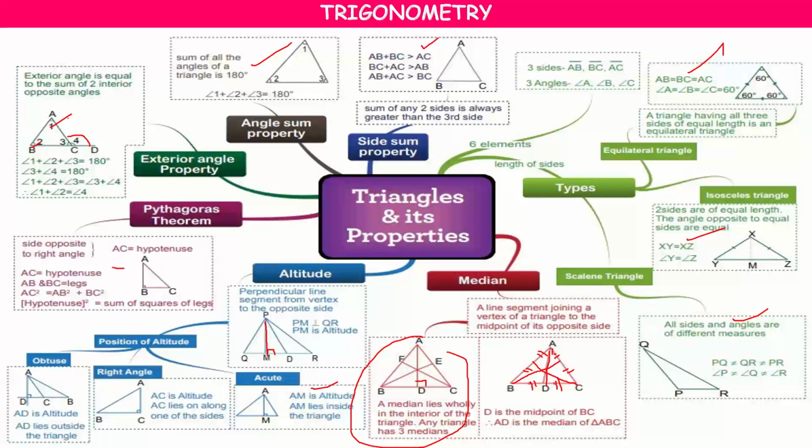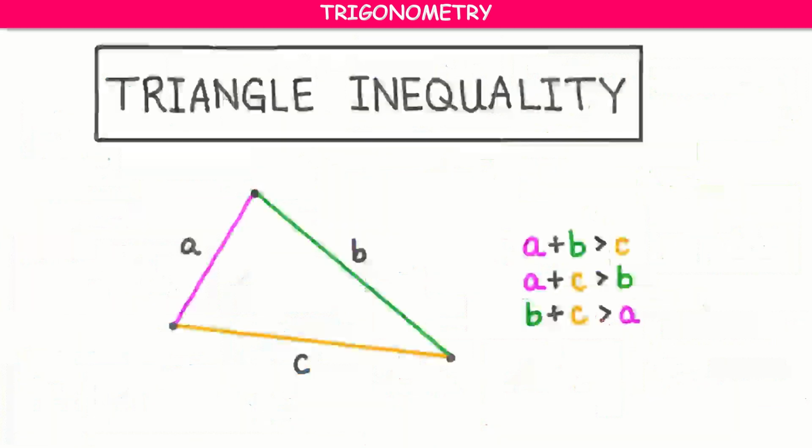And here, the right angle triangle we discuss next. And triangle inequality, very important. Triangle inequality means, just as I said before, if three side measurements are given, the sum of any two sides must be greater than the third side.